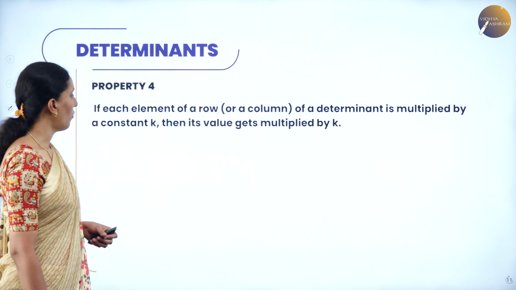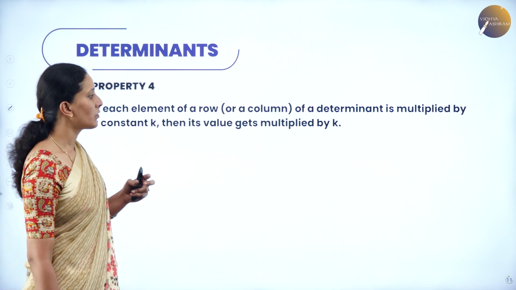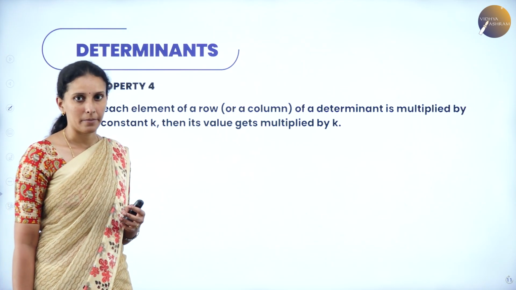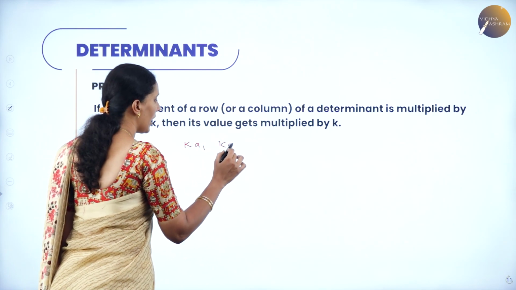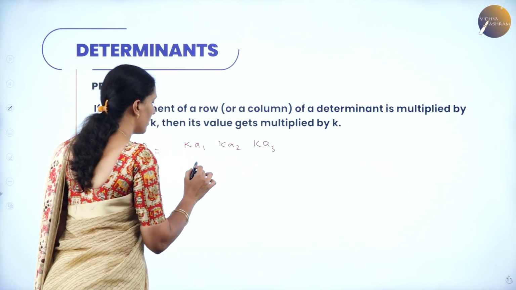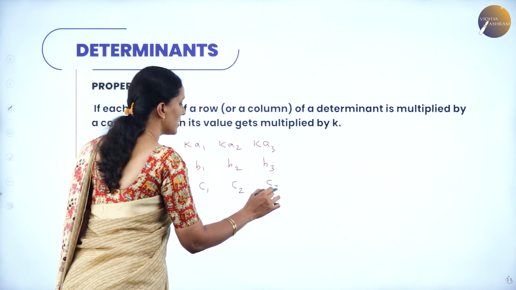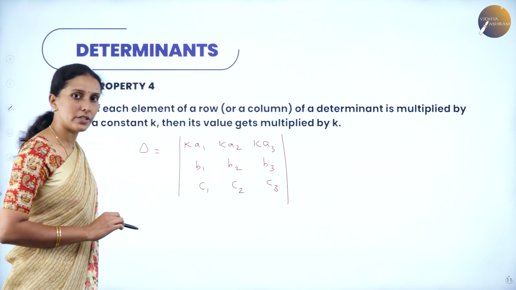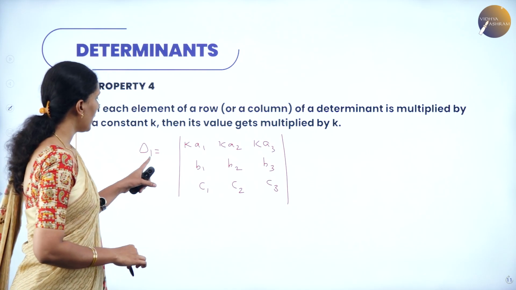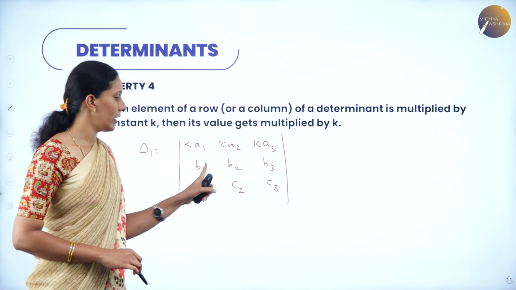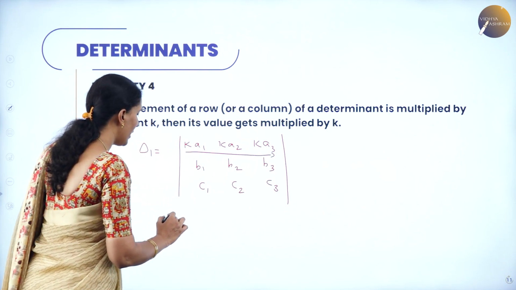Next, property 4: if each element of a row of a determinant is multiplied by a constant k, then its value gets multiplied by k. Suppose I take delta is equal to ka1, ka2, ka3, b1, b2, b3, c1, c2, c3. If this is the case, let me take this as delta 1. So if delta 1 is equal to ka1, ka2, ka3, that is, when you have any common factor in any one particular row, then you can write it as k.